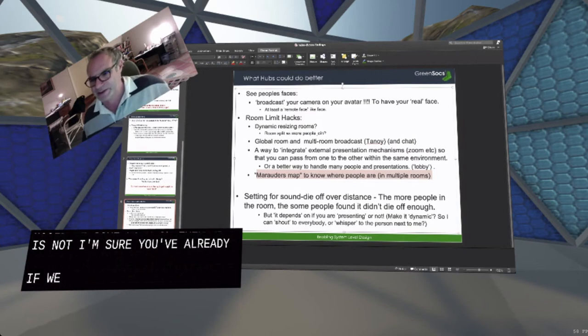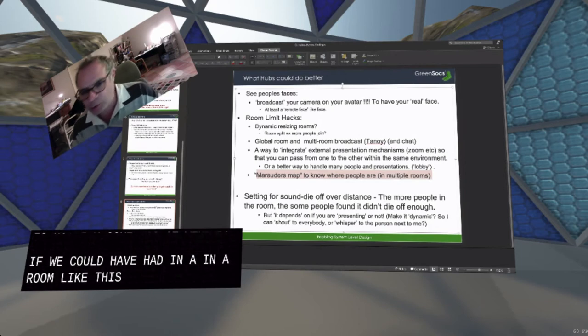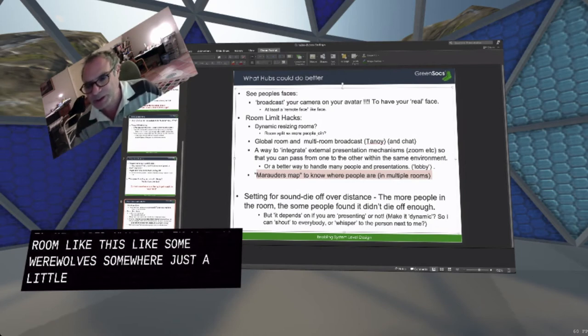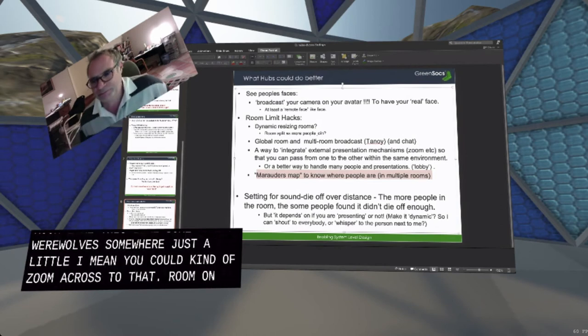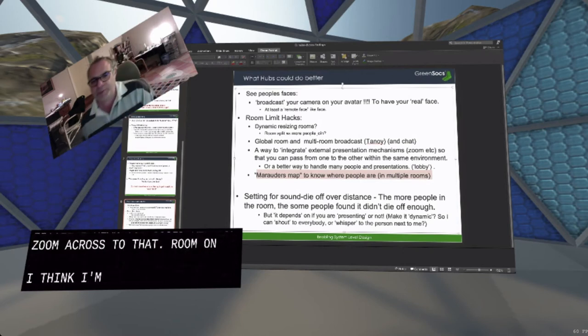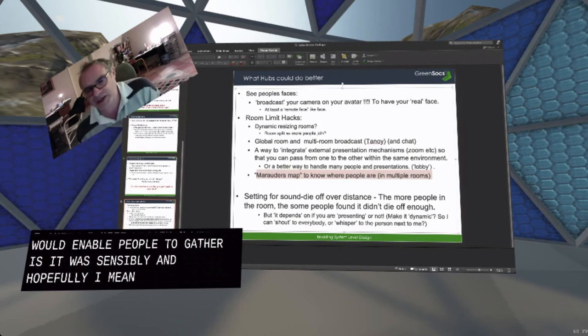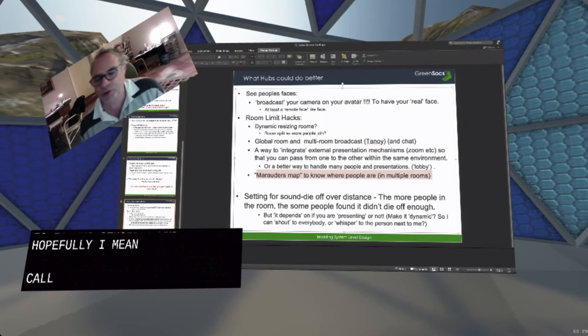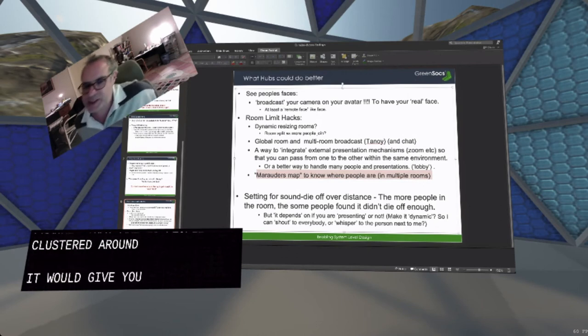If we could have had, in a room like this, somewhere on a wall, just a little map of where everybody else was, and then you could zoom across or teleport across to that room, I think that would help a lot, and it would enable people to gather sensibly. This is a hack, but hopefully people would be sensible enough, knowing that you can't get more than 25 people in a room. And frankly, if there are 25 people clustered around one person, that's not going to be very comfortable anyway. But at least it would give you the ability to see what's going on.